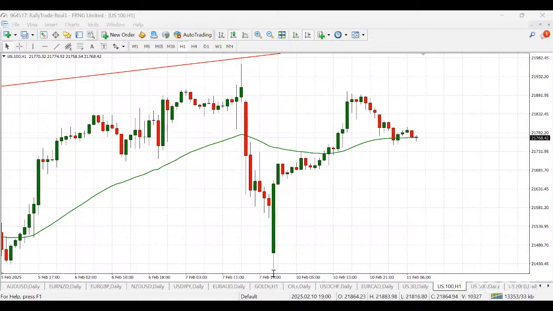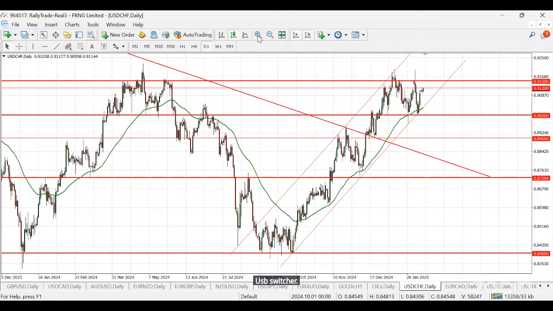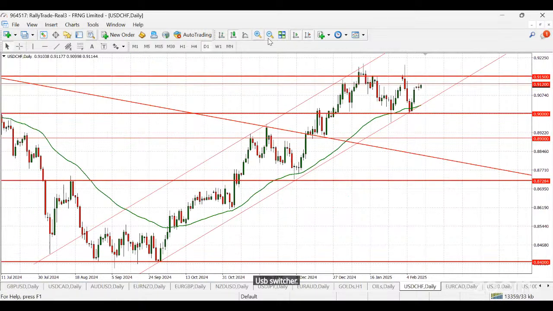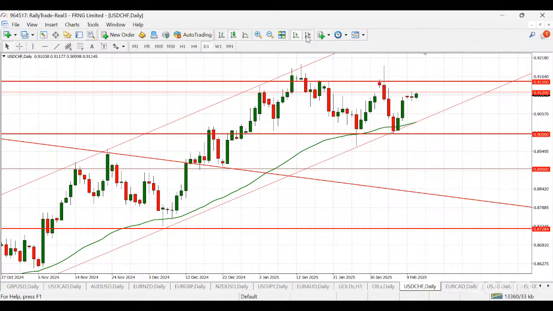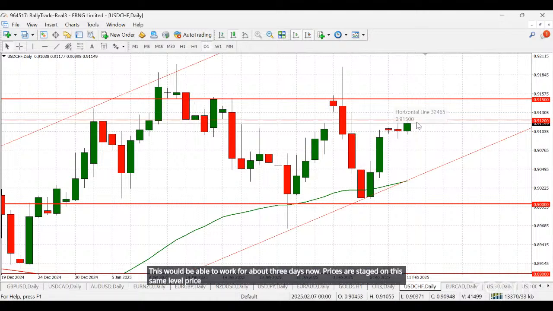I have Euro Pound, USD CHF, and USD JPY. All right, let's start with USD CHF. Okay, for USD CHF, this would be the level to watch. For about 3 days now, price has stayed on this same level. Price has stayed on this same straight line.